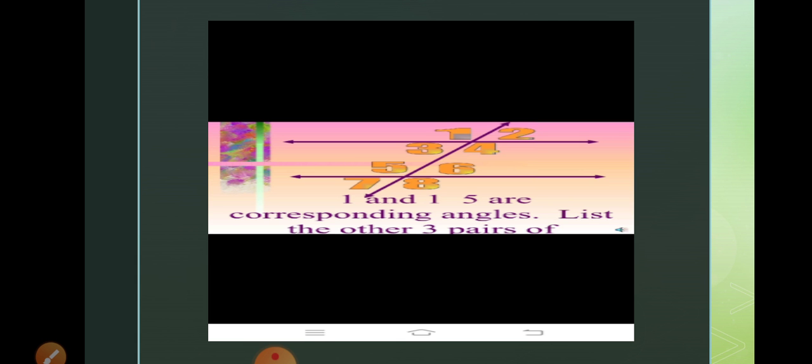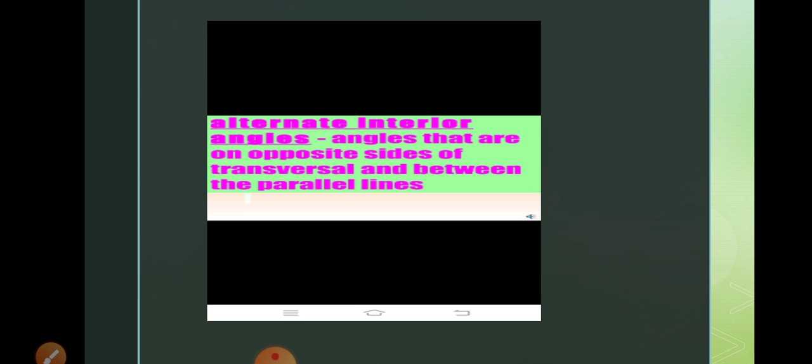List the other three pairs. Except 1 and 5, there are more pairs of corresponding angles. Like 1 and 5, 2 and 6 are also corresponding angles. Angle 2 is corresponding to angle 6. Angle 4 is corresponding to angle 8. And angle 3 is corresponding to angle 7.